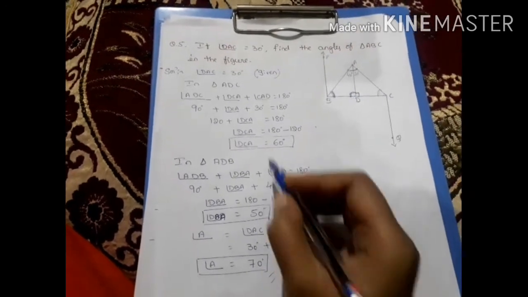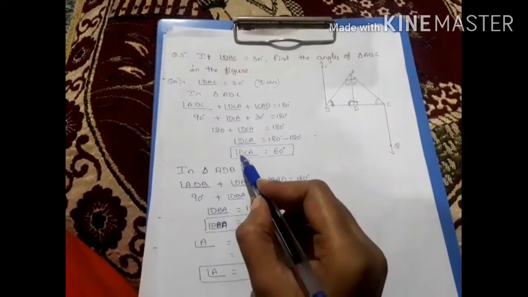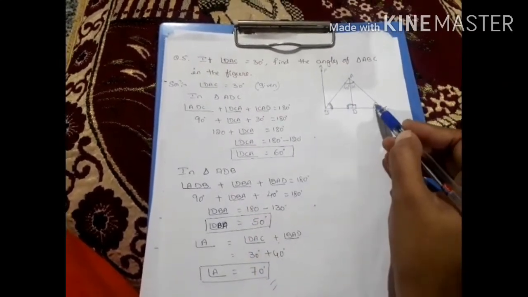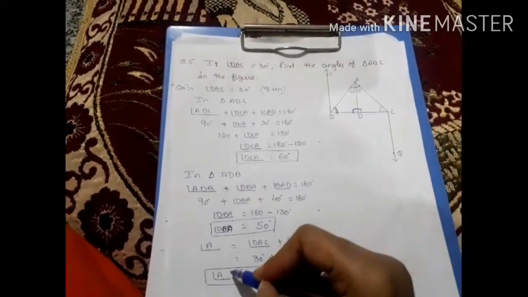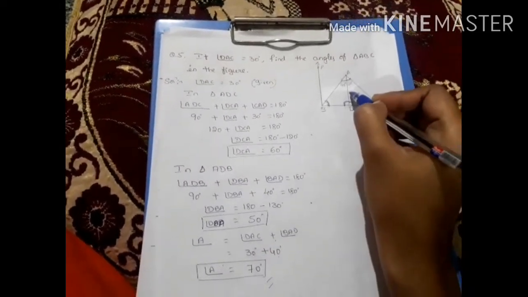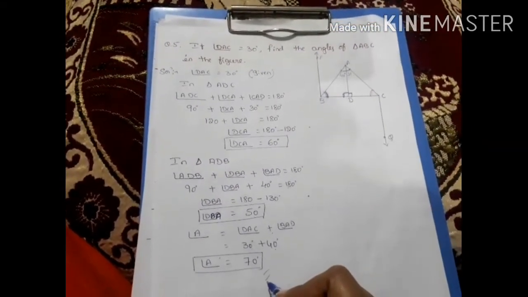Now we found the three angles in triangle ABC, that is angle DCA is equal to 60 degrees, angle DBA equal to 50 degrees and complete angle A is equal to 70 degrees, which completes all 5 questions of your worksheet 2.